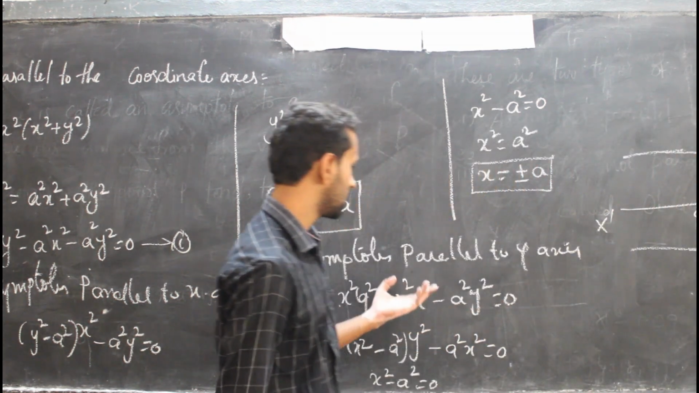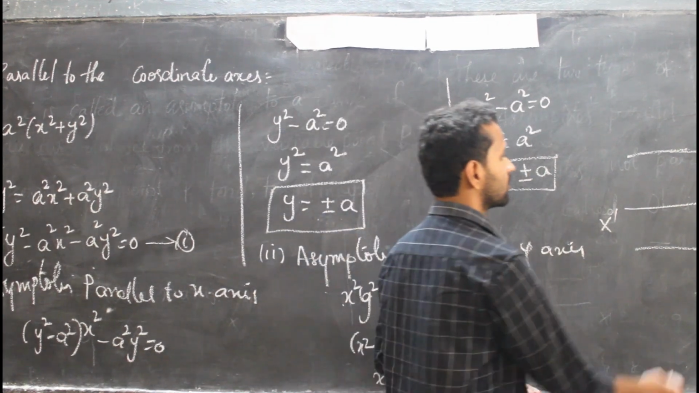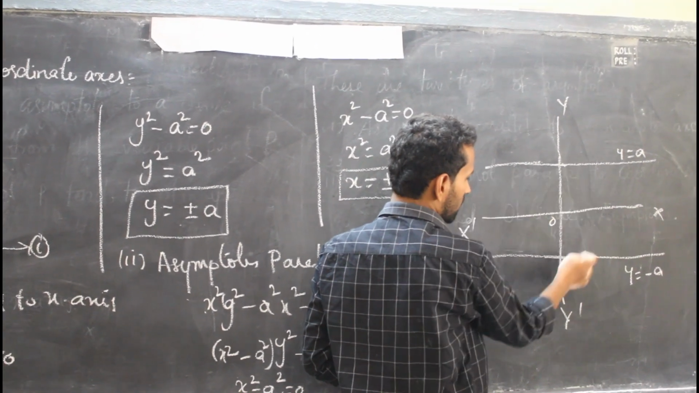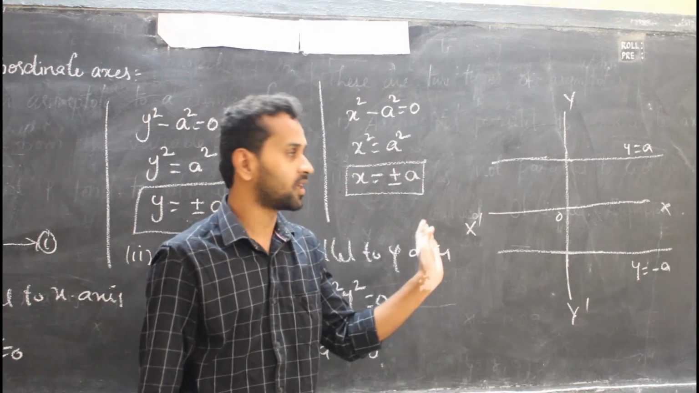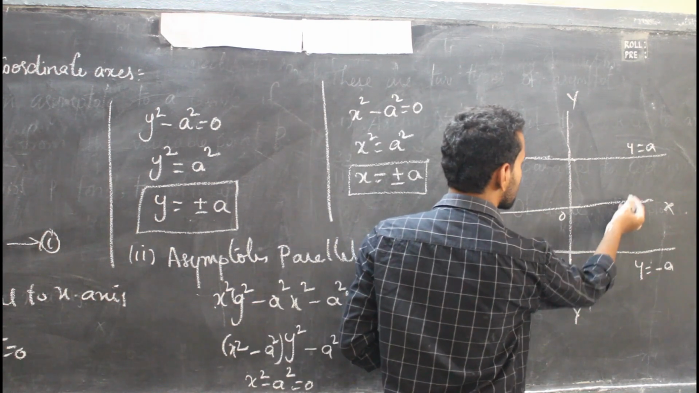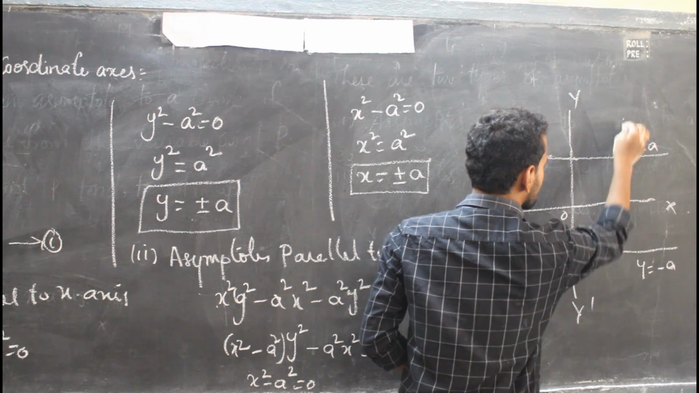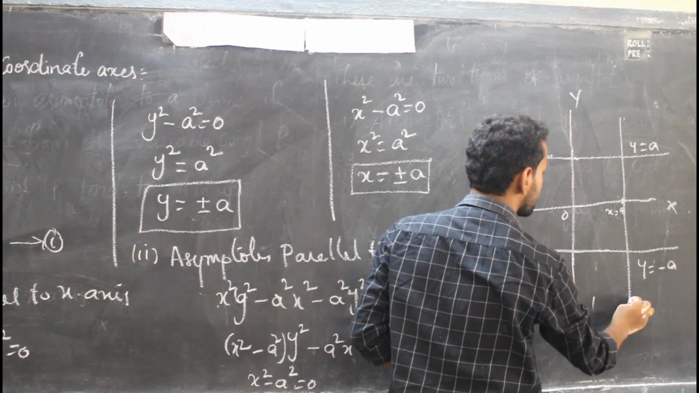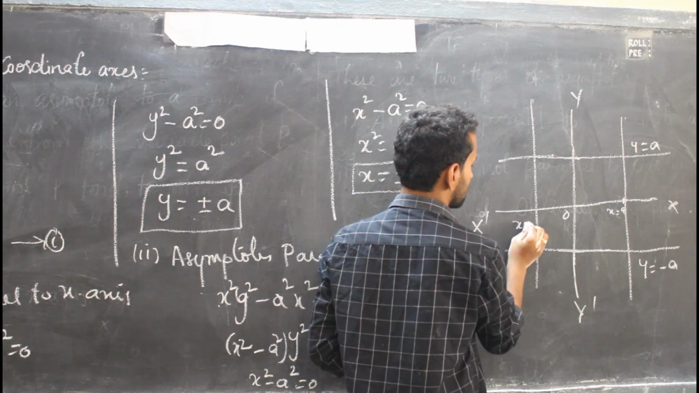Now parallel to the y axis, x equal to plus or minus a. See, y equal to a, y equal to minus a is parallel to the x axis. You know the definition of parallel and perpendicular, right? So now x equal to plus or minus a I need to draw. X equal to plus a somewhere here. Starts x equal to a. So x equal to a. And x equal to minus a comes on the x negative axis.